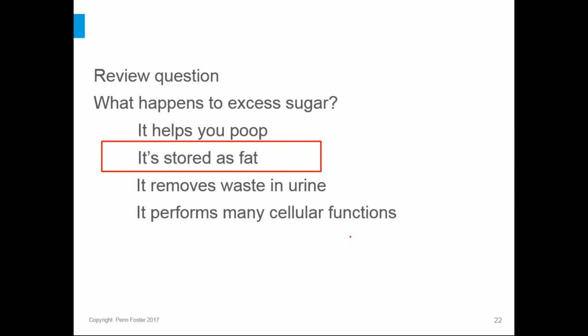So a little bit of sugar is necessary. It's what is broken down for energy in your body, but the extra is stored as fat. And these other things are the other molecules that we talked about. So cellulose, also called fiber, is what helps you poop. Water is what is able to remove the waste in urine, and it's proteins that perform many, many cellular functions.